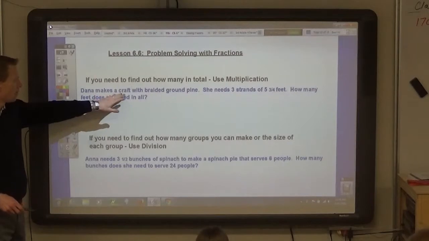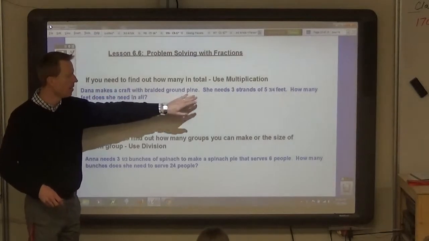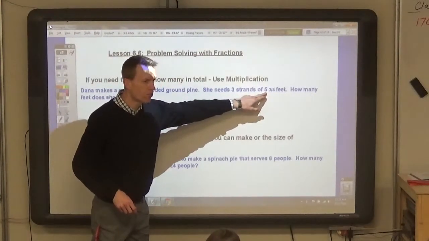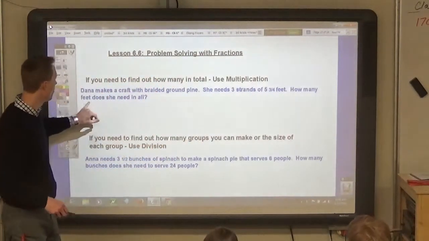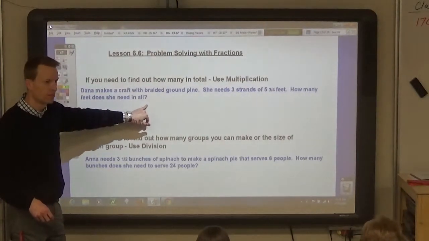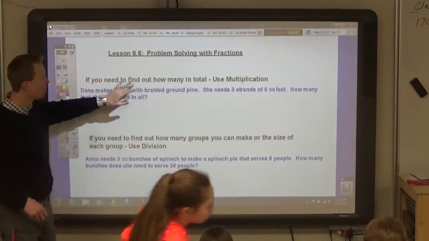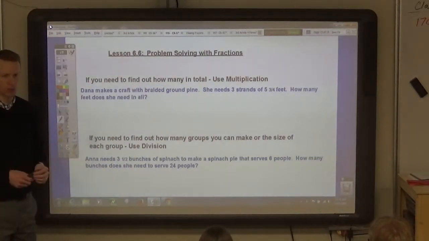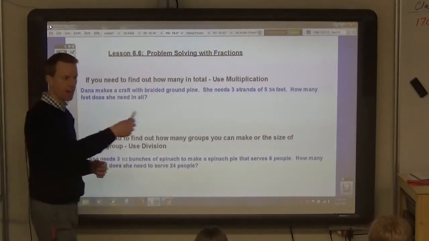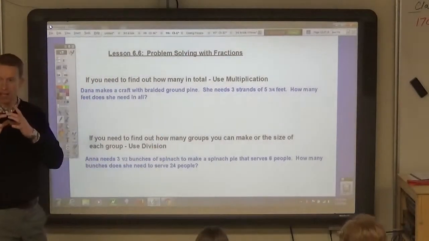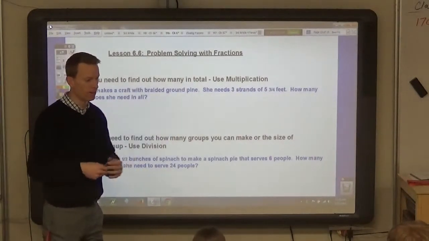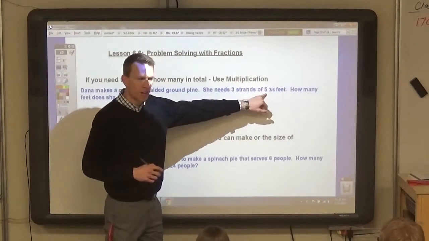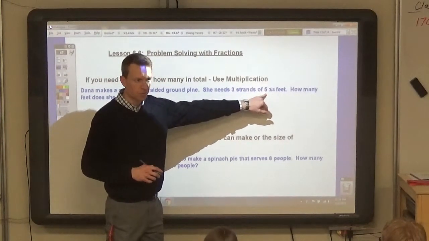Dana makes a craft with braided ground pine. She needs 3 strands of 5 3/4 feet. How many feet does she need in all? Okay, so when you're asked to find out how many in total, you have to use multiplication. If it's repeated adding, then you have to figure out how big the pieces are and then add them together. Okay? So we know how big the pieces are in this case. How big are the pieces that she needs?